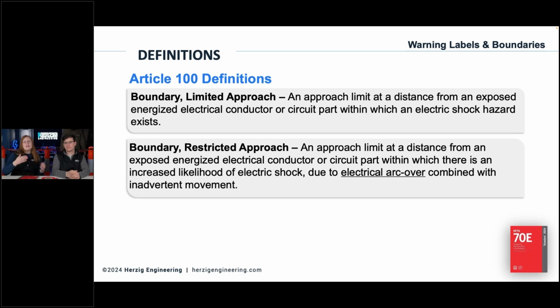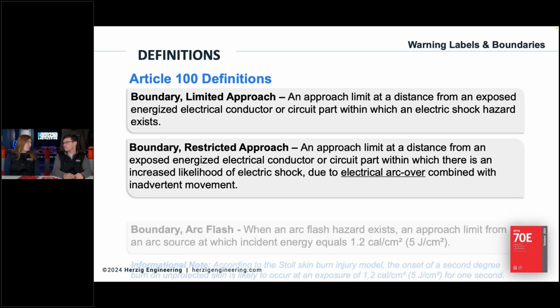All right. So then the other side of it is that electrical arc over. Again, you don't have to touch it for it to hurt you within a certain distance. And then that arc flash boundary. Yeah, so that's where an arc flash hazard exists, an approach limit from the arc source at which incident energy equals 1.2 calories per centimeter squared. Right. So this gets a little more specific.